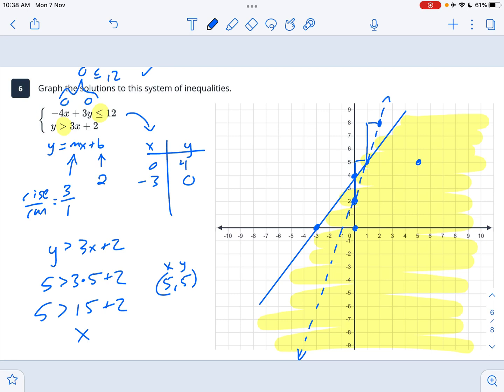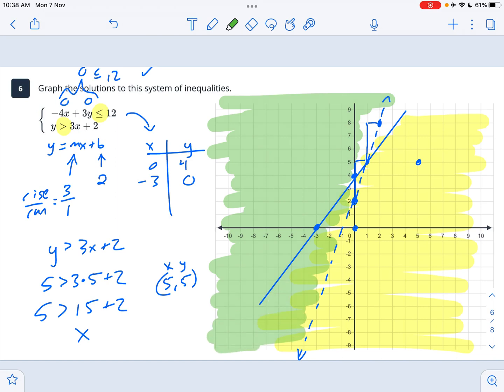So what that means is instead of shading to the right of the dotted line, I'm going to switch colors and shade to the left of it. So I would be shading in all of this stuff over here to the left of that dotted line. So then where is the solution? The solution is where they overlap. So the solution to this set of inequalities is this area right here.